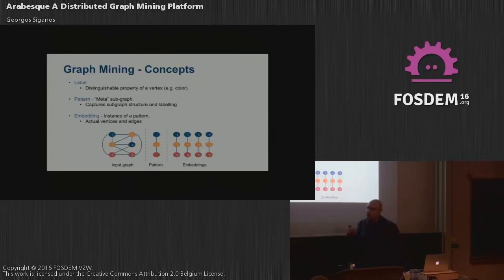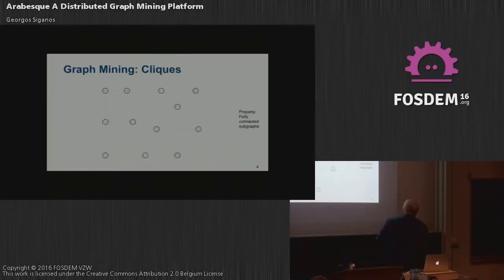So the thing is, you don't know the pattern. We're not trying to do pattern matching. The pattern is part of the question, okay? And it has some algorithmic properties that you're trying to find out. For instance, one case is finding fully connected subgraphs, finding cliques. So here, we try to find all the cliques that exist in this graph, the colored graph here. And this is for an unlabeled graph.